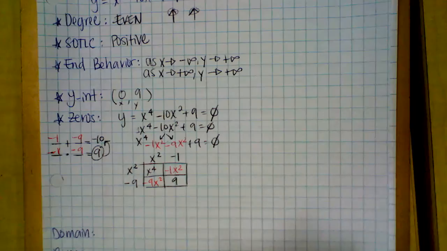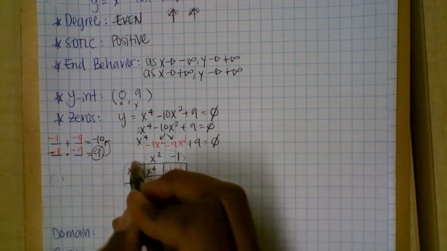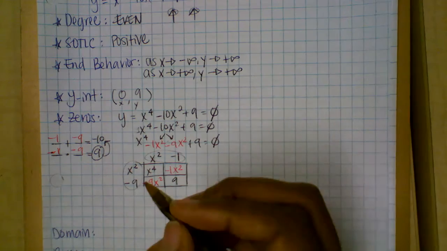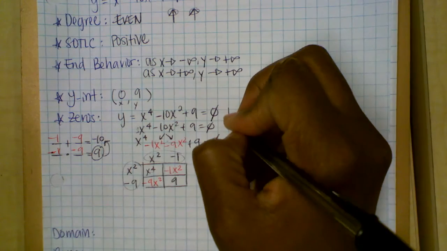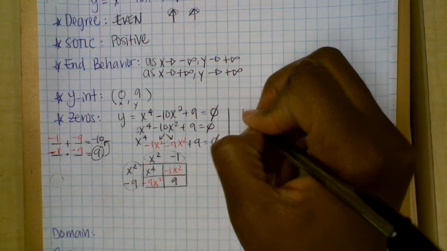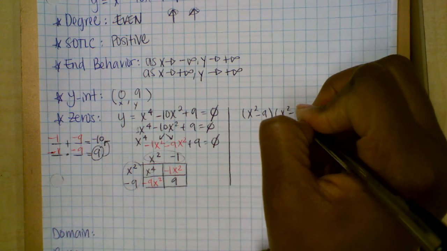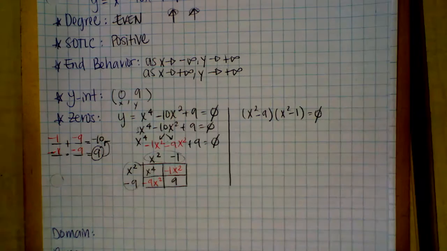So we are done factoring. So the factors are going to be the expressions on the sides. So what is going to be the factored form? The factored form, let me write it here. It's going to be x squared minus 9 times x squared minus 1, everything equal to 0.